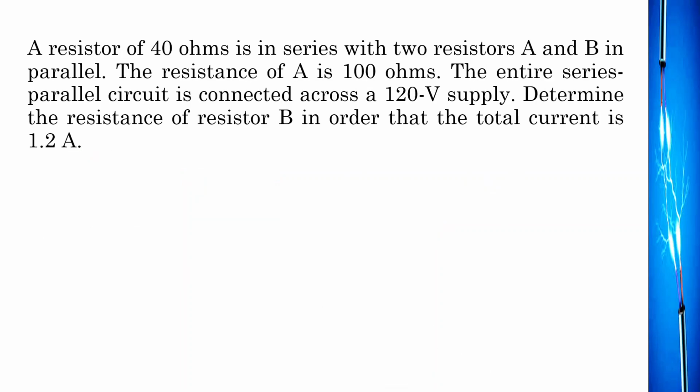So, here, a resistor 40 ohms is in series with two resistors A and B in parallel. Now, the resistance of A is 100 ohms. The entire series parallel circuit is connected across a 120 volt supply. Determine the resistance of resistor B in order that the total current is 1.2 ampere. So, somehow similar ito dun sa isa nating problem na sinol kanina, no? So, here, again, this is a series parallel.